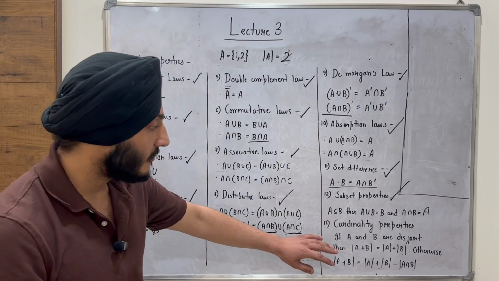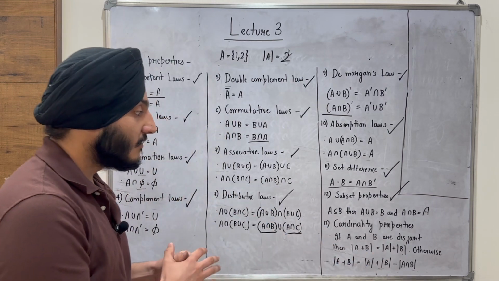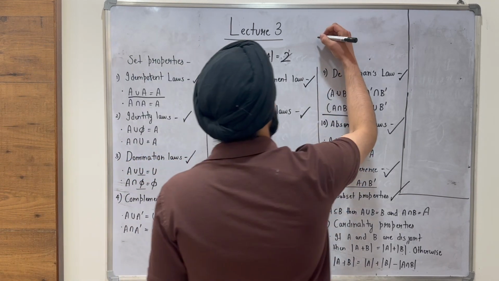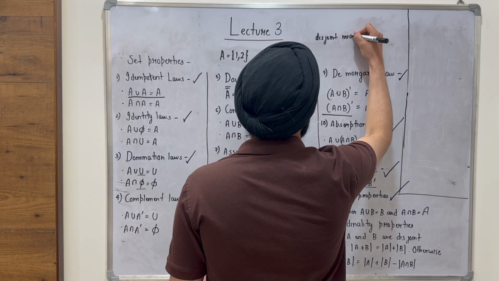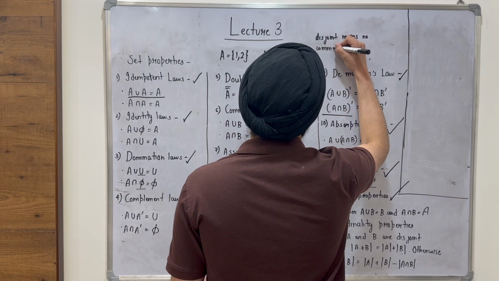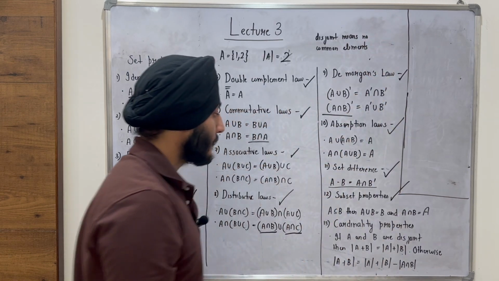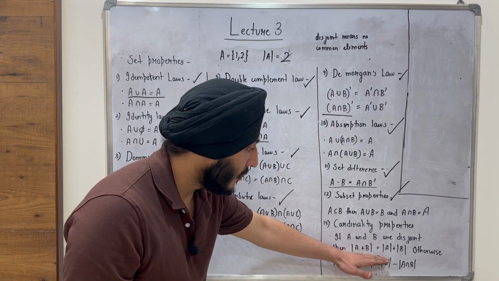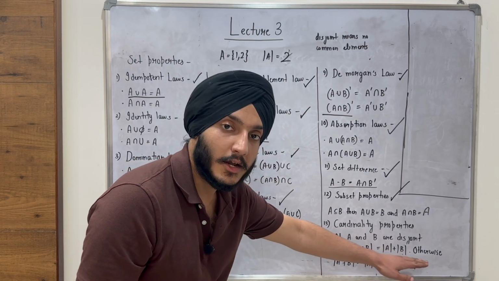So try to read the statement over here. If A and B are disjoint, disjoint basically means that they don't have any common elements between each other. So I'll try to write down this definition. So think about it, if they don't have any elements common with each other, the cardinality of A union B is simply going to be the cardinality of A plus the cardinality of B.